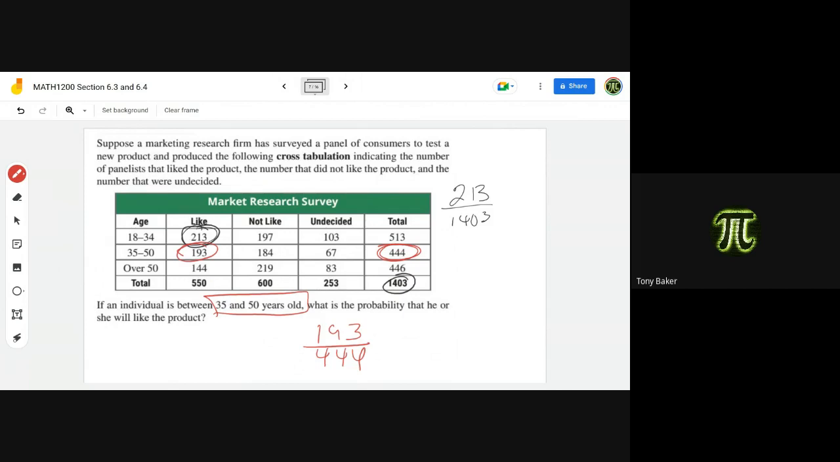So it does matter the direction that you're saying. It matters what the condition is. In the one they gave you, they said the condition was 35 to 50. That's why I used the 444, because that was the initial condition. And out of those, they liked it was the 193. The one I gave you, I said the condition is not liking it. And then I said, what's the probability that they're over 50? The total is 600, and it's 219 over 600. So when you're looking at conditional probability, that's where that condition comes in. That's going to change your total piece out.